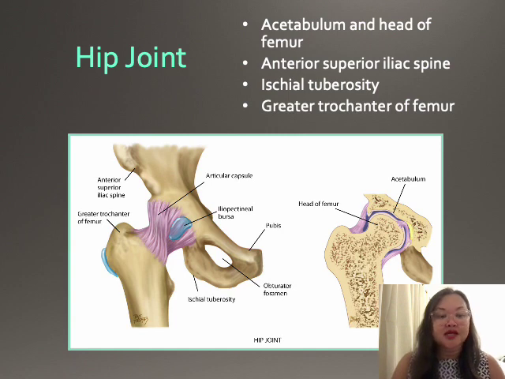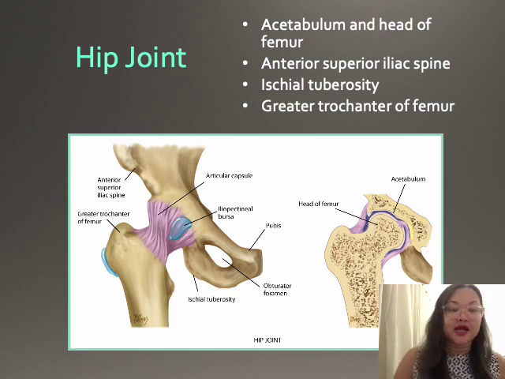And the greater trochanter of the femur is just below the iliac crest and between the anterior superior iliac spine, or the ASIS, and the ischial tuberosity. Those are felt best when the person is standing, in a very flat depression on the upper lateral side of the thigh. So you can have them lying on their side.